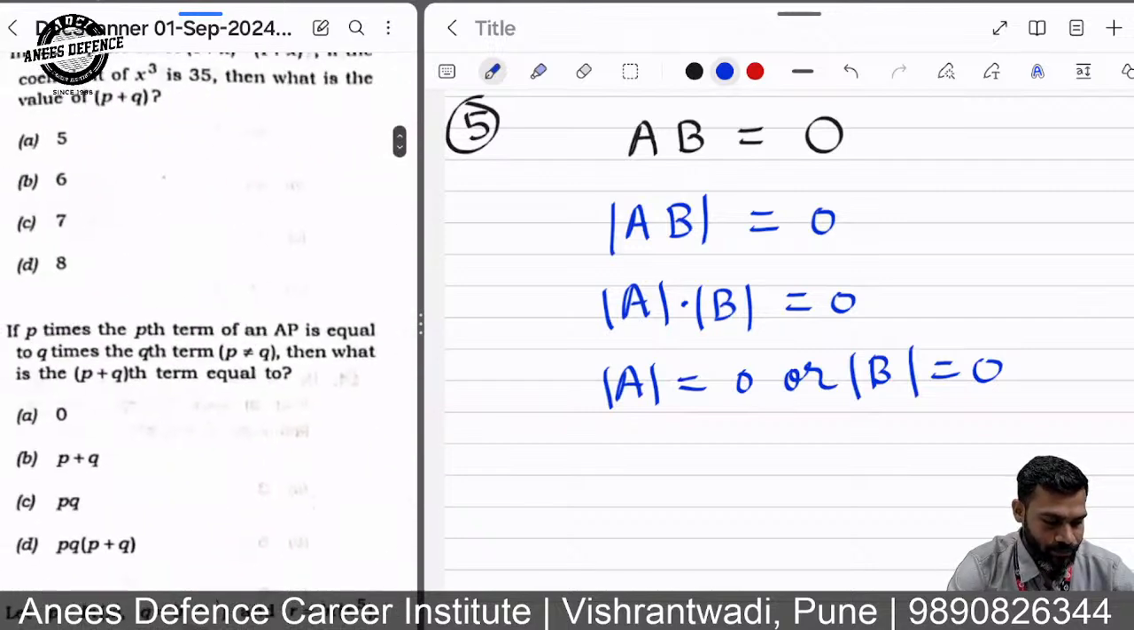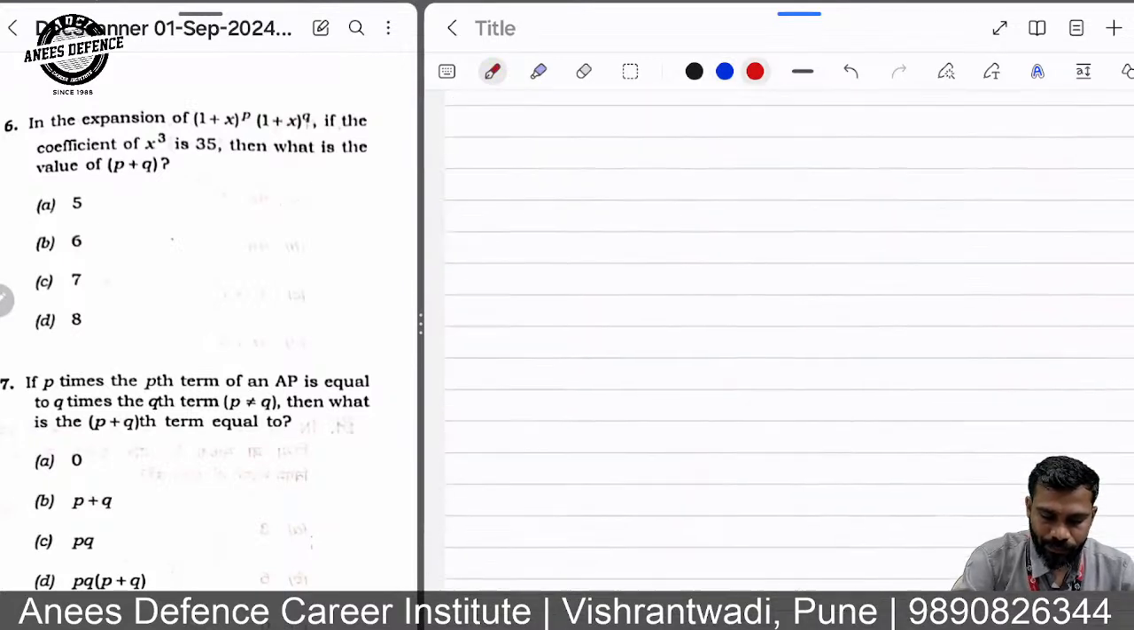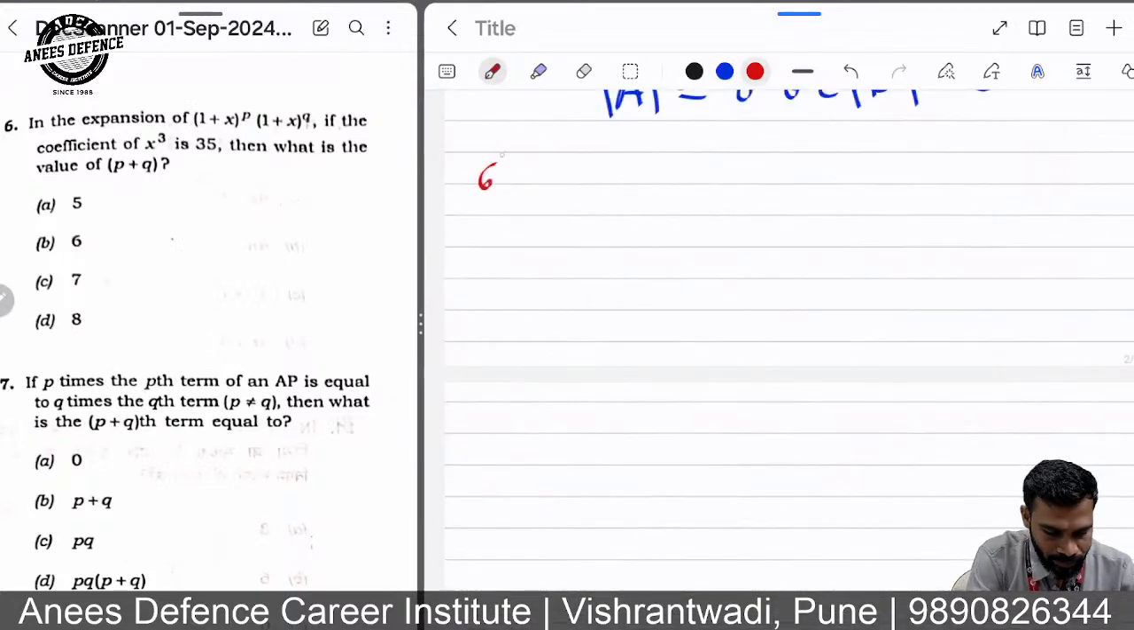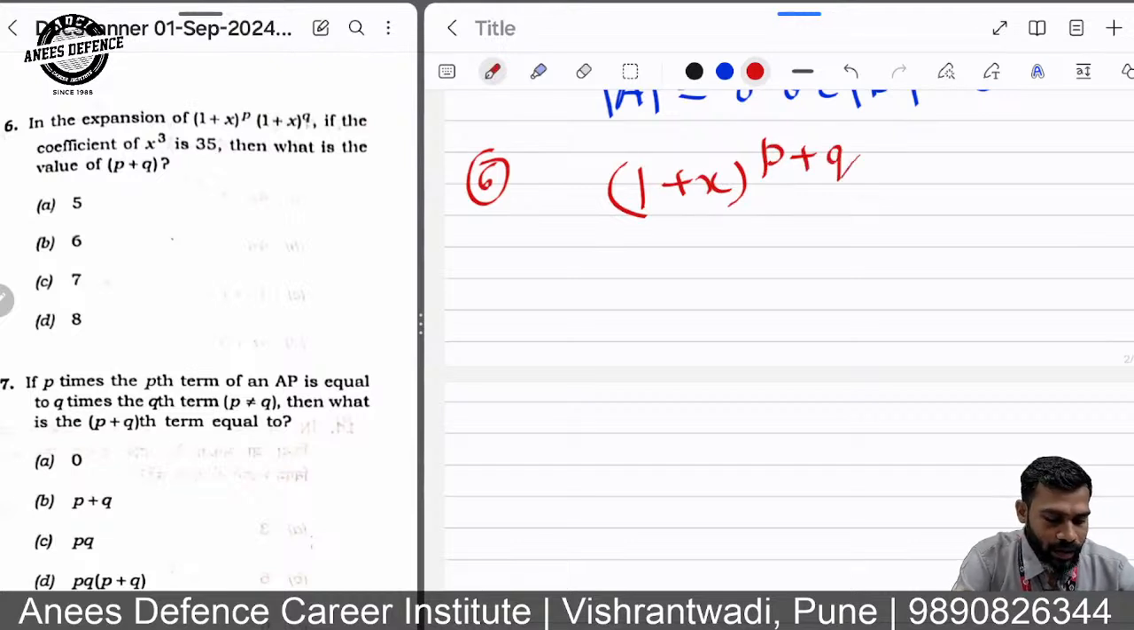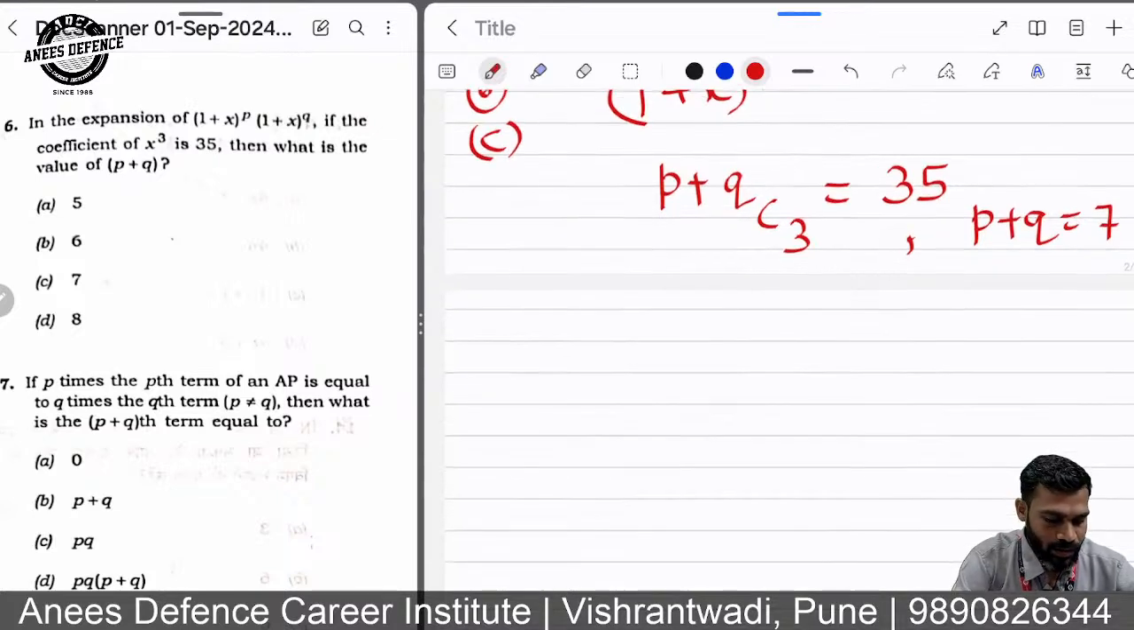Question number 6. See, very easy. What we have in question number 6 is (1 + x) to the power p + q, right? And they have said the coefficient of x cube is 35. So I can write (p + q)C3 is equal to 35. And we already know that 7C3 is 35. So the answer will be directly 7. So p + q is equal to 7. Option C is the right answer.